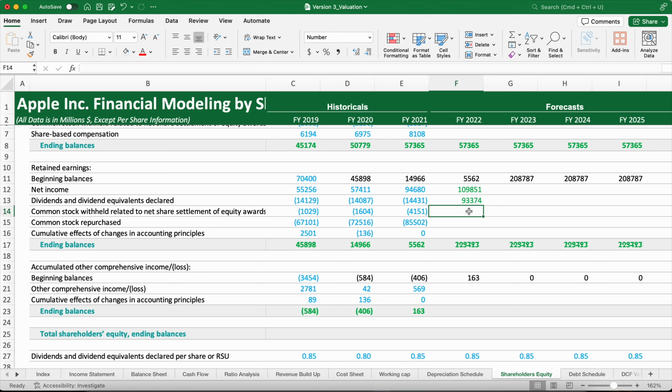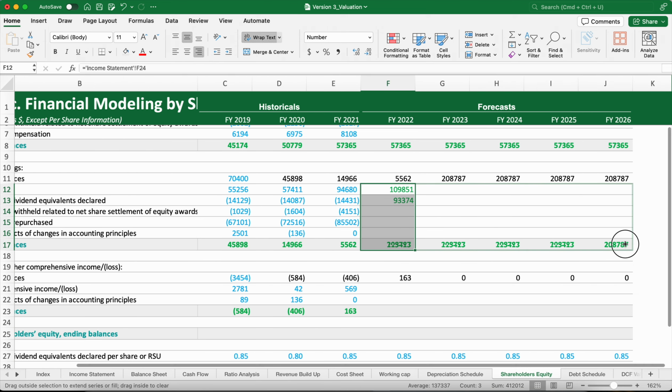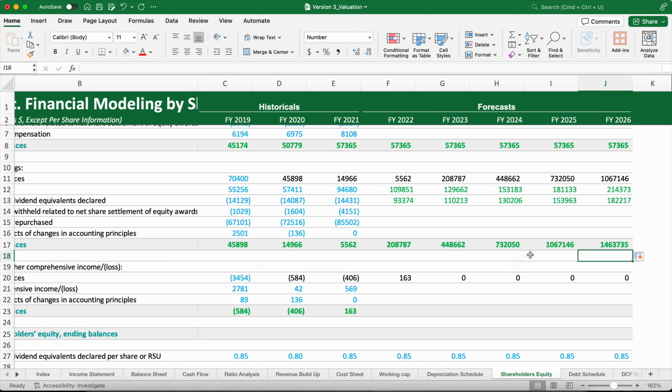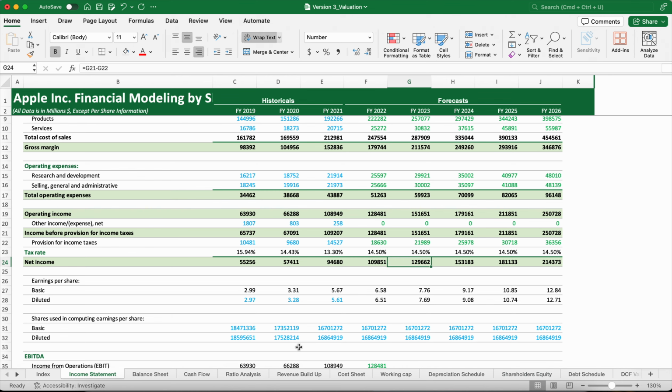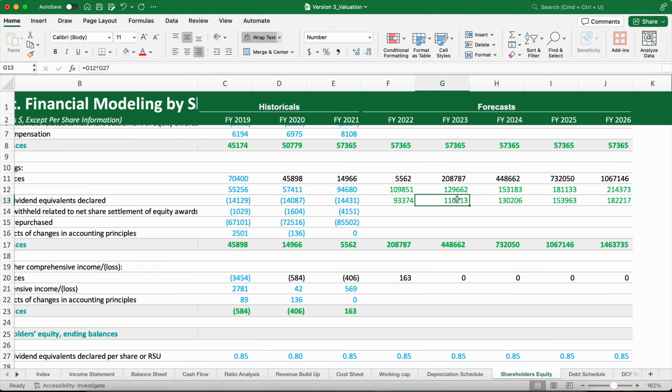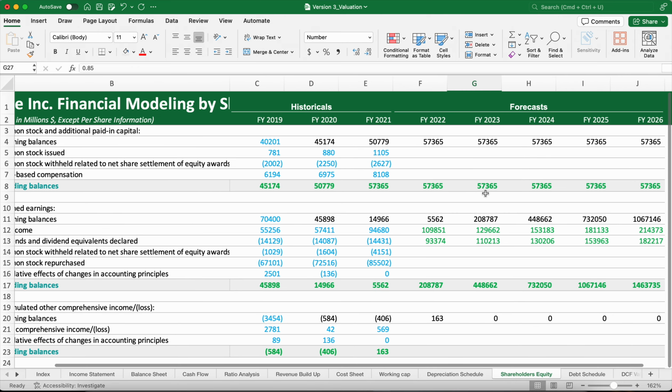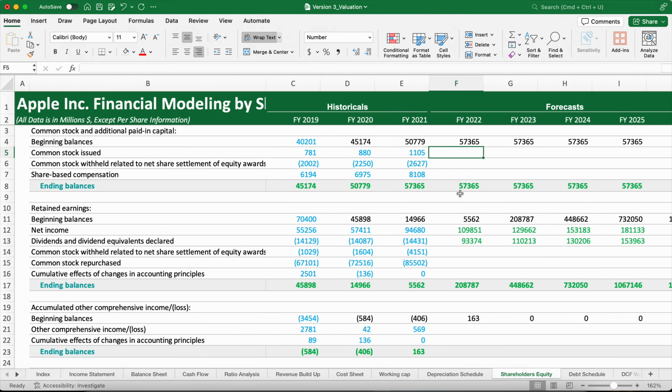So that's it. Common stock withheld related to net share settlement of equity awards, no idea. We cannot forecast. Common stock repurchase, no idea. Cumulative effect of change in accounting principle, no idea. So what do we do? We just populate this after this like this. Okay, so you can recheck 129662. Yes, 129662, and then this one is G12, which is this one, multiplied by G27, which is this one. Okay, so far so good. What about common stock issued? So common stock withheld, share-based compensation, these are actually not forecastable easily.